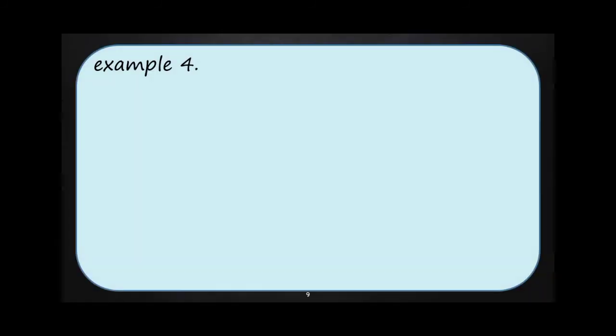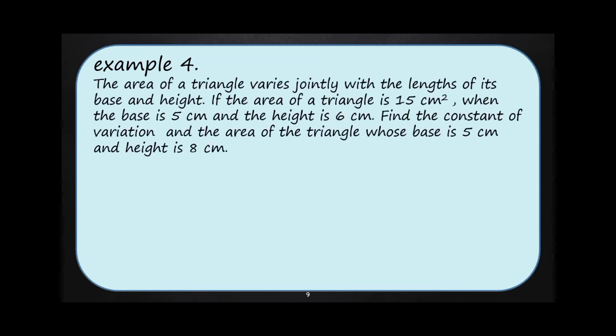Okay. So, ngayon we have the fourth example. The area of a triangle varies jointly with the lengths of its base and height. If the area of a triangle is 15 square meters when the base is 5 cm and the height is 6 cm, find the constant of the variation and the area of the triangle whose base is 5 cm and height is 8 cm.